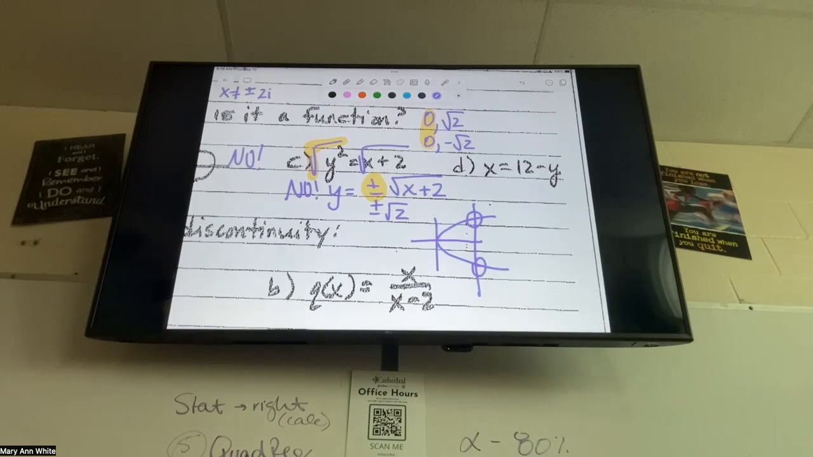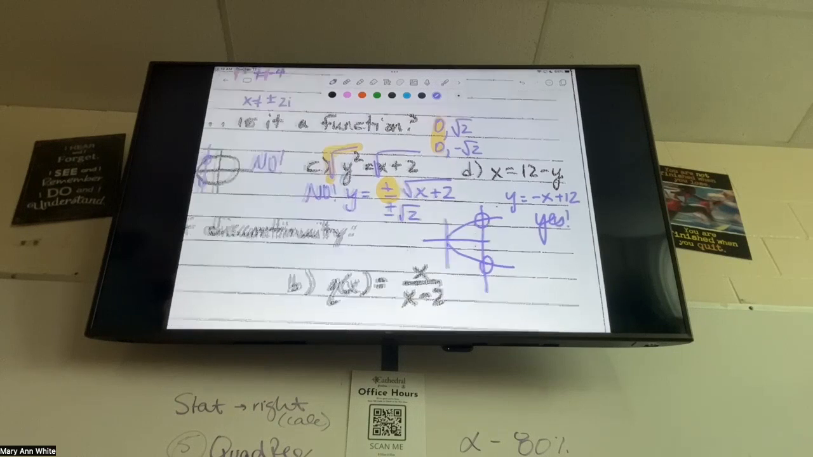Okay. When I look at letter D, again, you can get y by itself. You can add y to both sides, minus x from both sides. When we do that though, we end up getting y equals negative x plus 12. Does that look like a normal function? That one is fine. There's no squares on the y. We can plug one number in for x, and we're just going to do that number negative plus 12, and then we're going to get our y up. So that one is fine. That one's a yes.